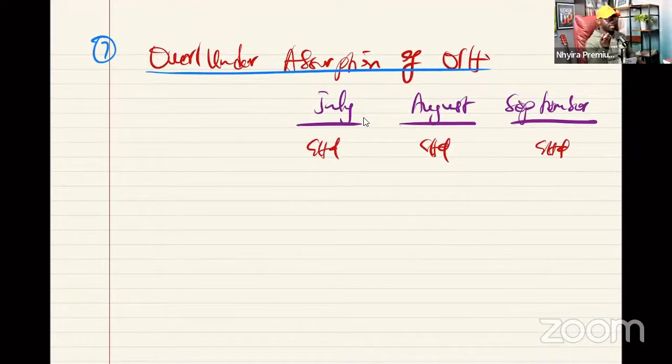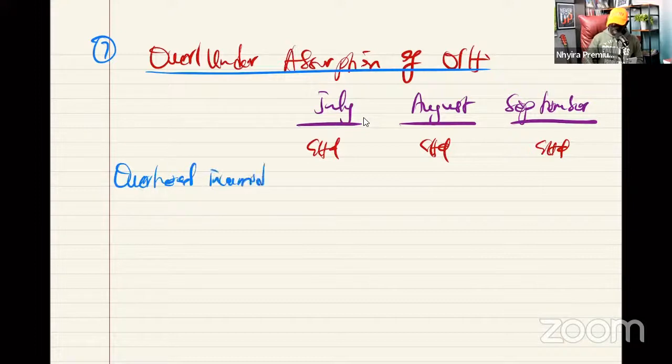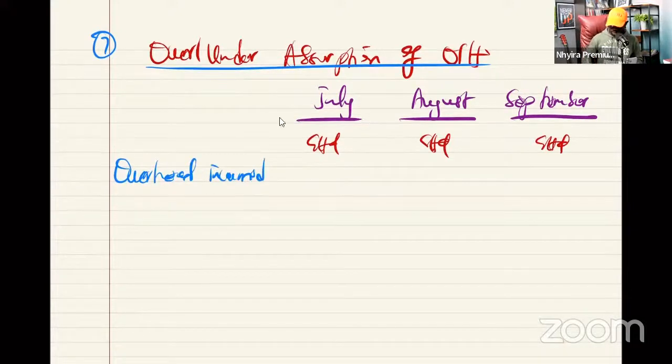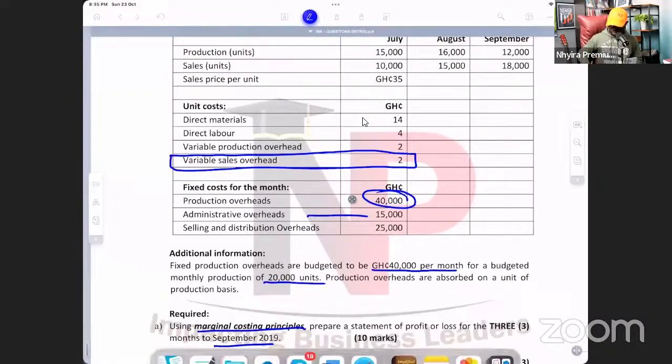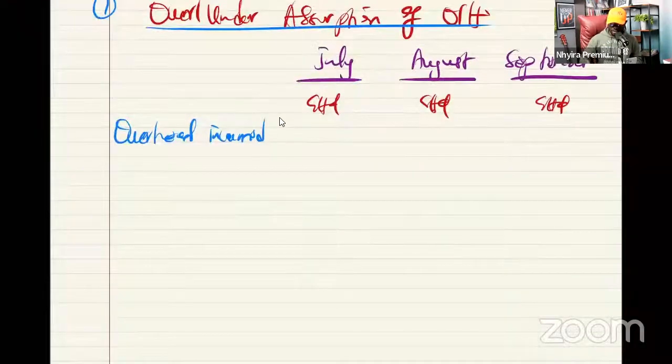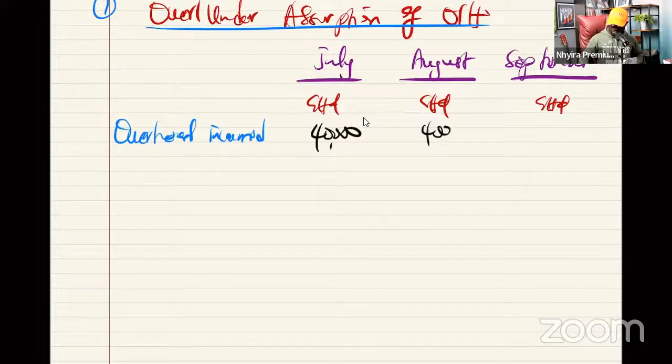Remember the overhead cost that we are supposed to incur every month. The overhead incurred as per the budget of the company was given in the question to be what? 40,000, the fixed production overheads. Under and over absorption is done only for the production overheads. So the fixed overhead we are supposed to incur is 40,000 throughout. So we have to compare that with the fixed overheads that we absorbed.